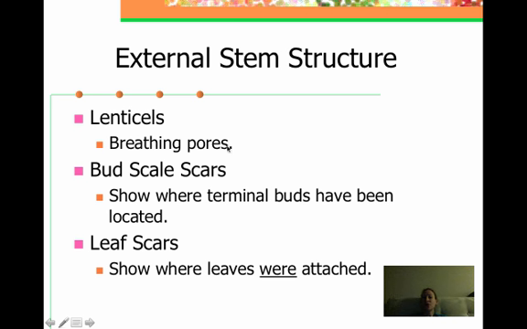The part we're going to focus on are the scars. So just like when you get a cut on your skin and it leaves a scar so you can see where you fell down and hurt yourself or had an accident maybe when you were little or maybe like an athletic related injury, plants also have scars. They have scars where their buds used to be, and they also have scars where the leaves used to be attached. Those are called bud scale scars and leaf scars.